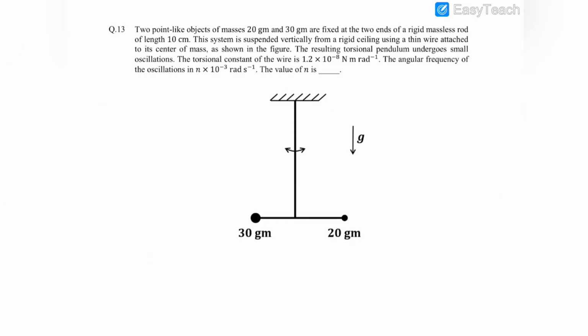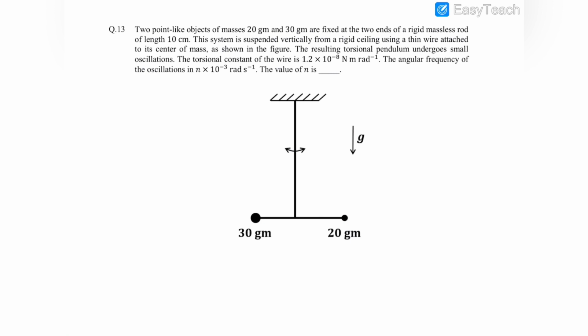In this question, you can see that these are two point objects of masses 30 gram and 20 gram, and these are connected with a rigid massless rod of length 10 centimeters. This rod is suspended with a torsional wire. This wire is connected to the rod at the center of mass of these two masses, and this system is performing small oscillations. The torsional constant of the wire is this, and the angular frequency we have to find out.